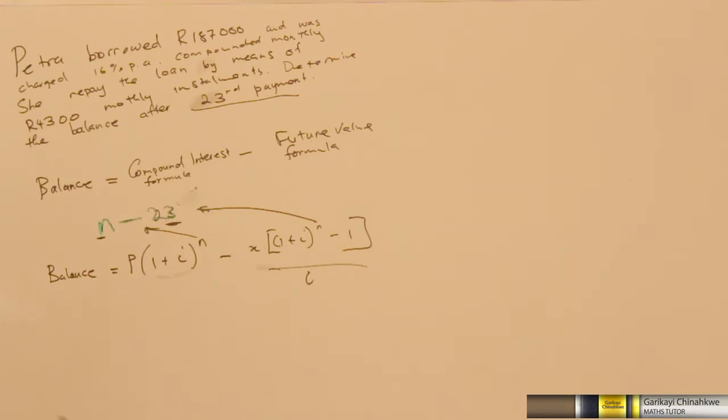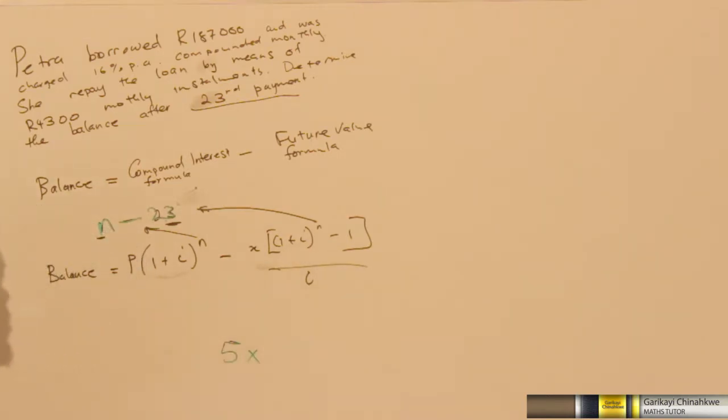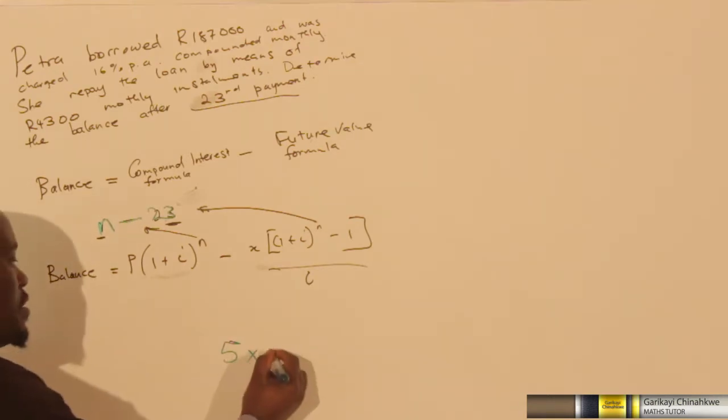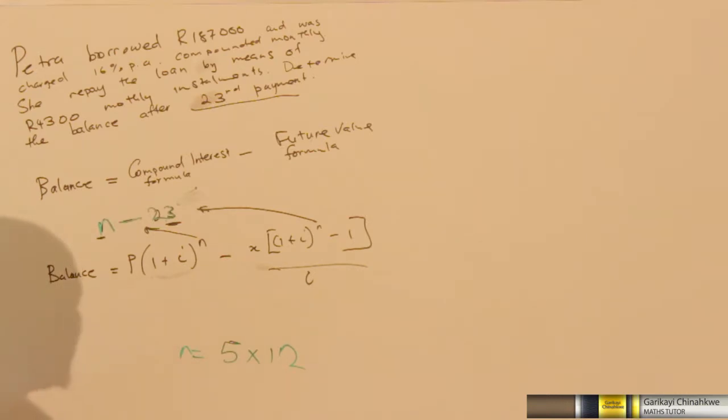The 23rd payment gives you the N. If they say, how much is it immediately after paying the 10th payment, your N is supposed to be 10. If they ask, what is the balance after 5 years, you're just going to say 5 times 12 if it's compounded monthly. So this becomes your N. So that's how you calculate your balance.